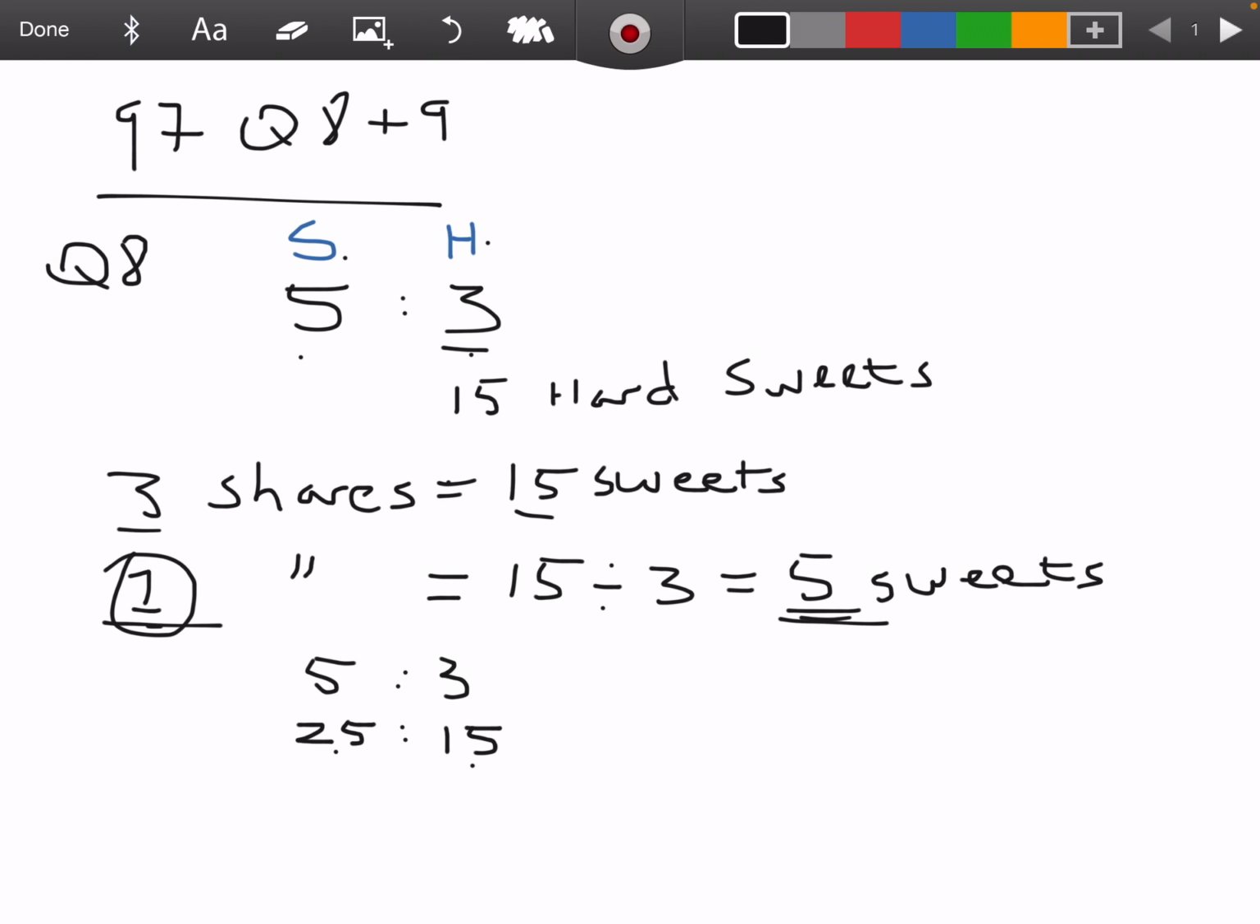And the question asks how many sweets in total are in the bag. So all I've got to do to finish that off is add 25 and 15 together. 25 plus 15 will give me 40. And I know that there are 40 sweets in the bag overall. So that's question 8 done. Question 9, we'll move on.